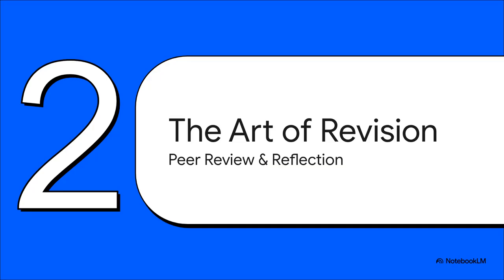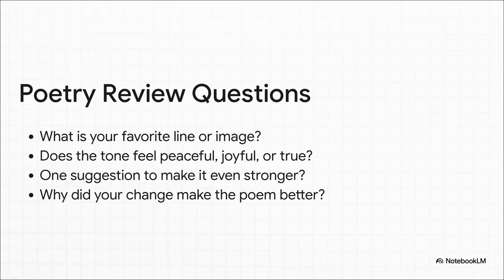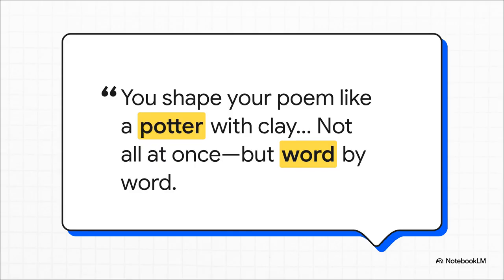So now that the students have the basic tools, the lesson shifts gears to what might be the most crucial phase of all, revision. See, it's not just about getting that first draft down, it's about the art of making it better. And this feedback process is super structured. They use this poetry review form that asks really specific questions like, does the tone feel true? And why did your change make the poem better? This forces the students to get critical, to really think about the process of improving, not just the final poem itself.